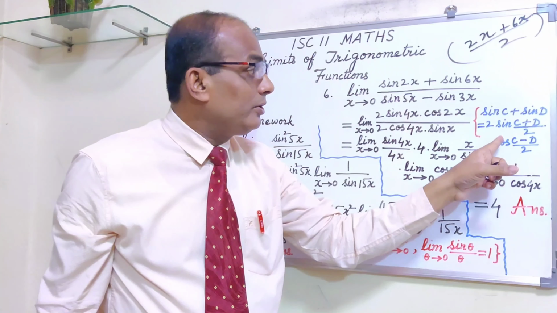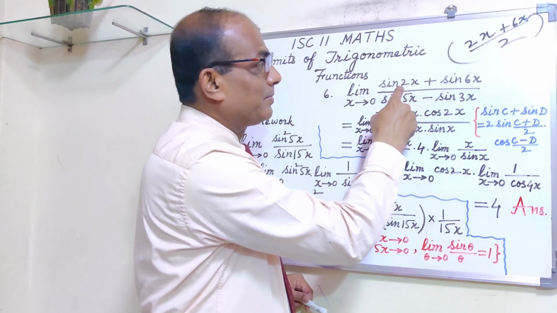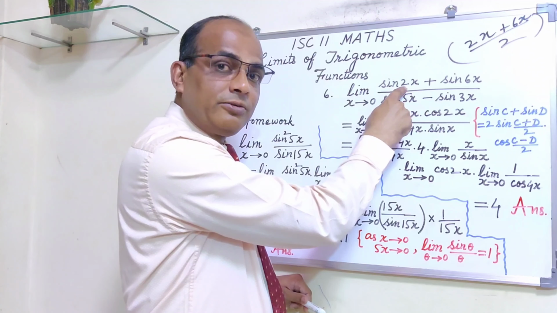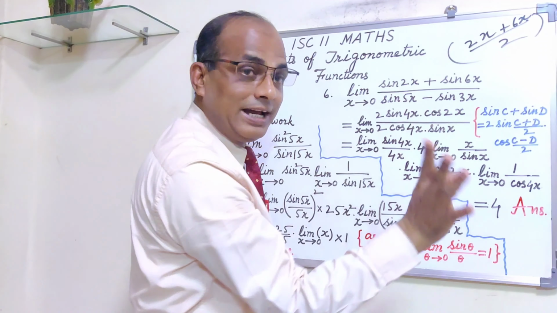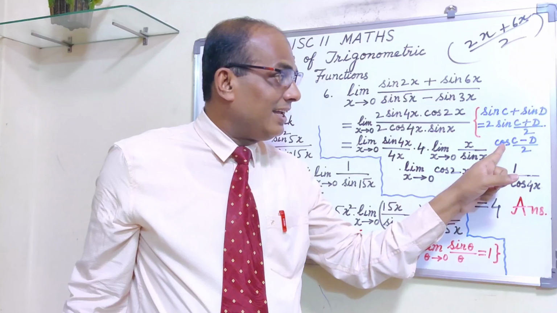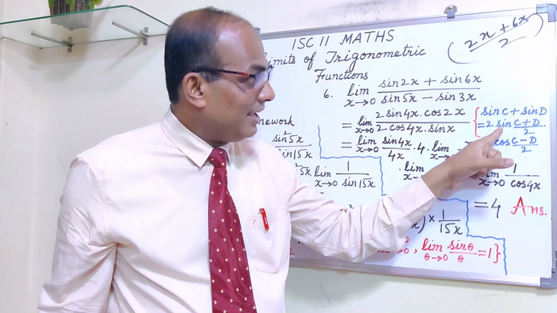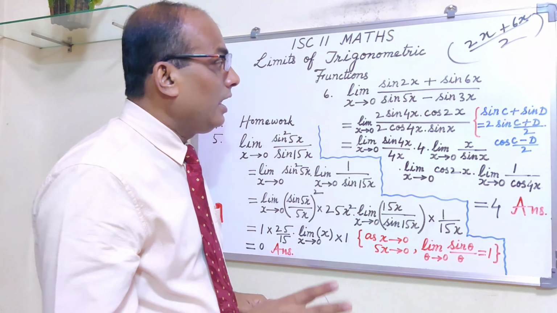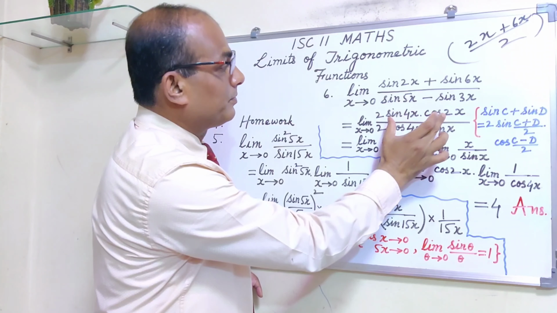So 2 sin (c plus d) by 2 into cos (c minus d) by 2. So cos (c minus d) by 2: 6x minus 2x, which is 4x, and 4x by 2 means 2x. So cos 2x. The formula when it is minus: sin c minus sin d is 2 cos (c plus d) by 2 into sin (c minus d) by 2. That is the formula for sin c minus sin d. It means this sin comes here, this cos comes here, when it is sin c minus sin d. Okay.